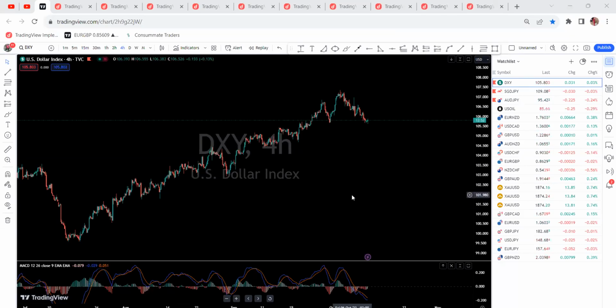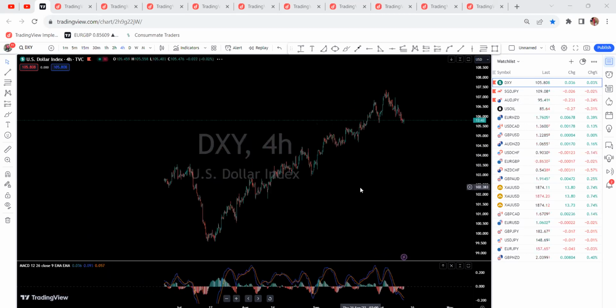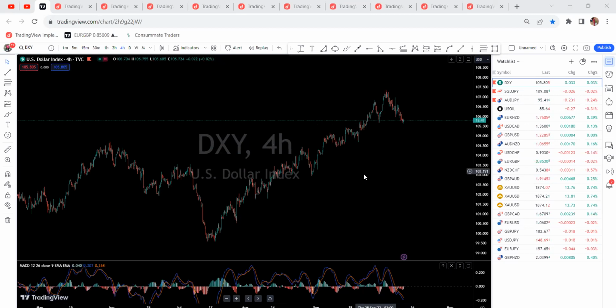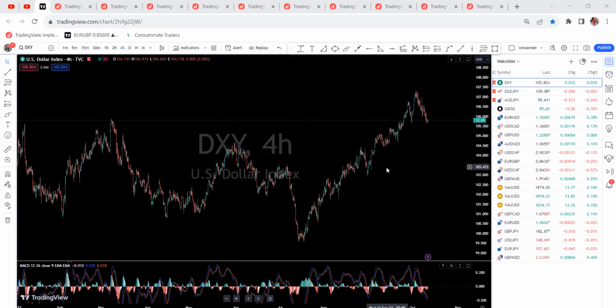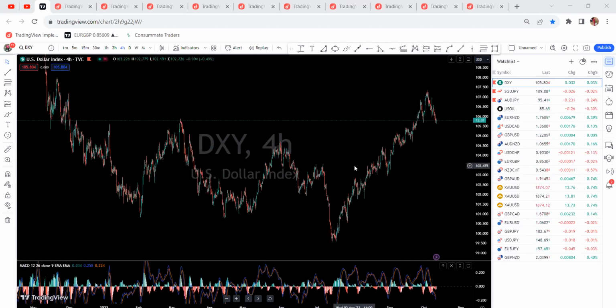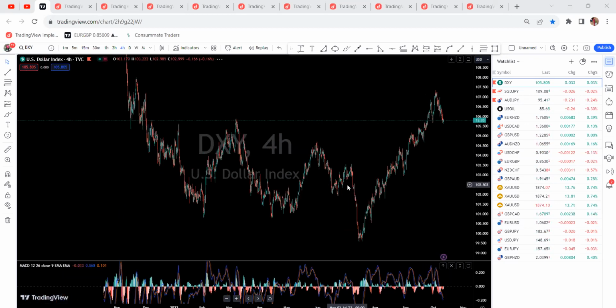Right, let's take a look at DXY to see what it is actually doing. DXY is the dollar index. Look at the long-term move of the structure. If you can zoom in, you can see the long-term move structure.